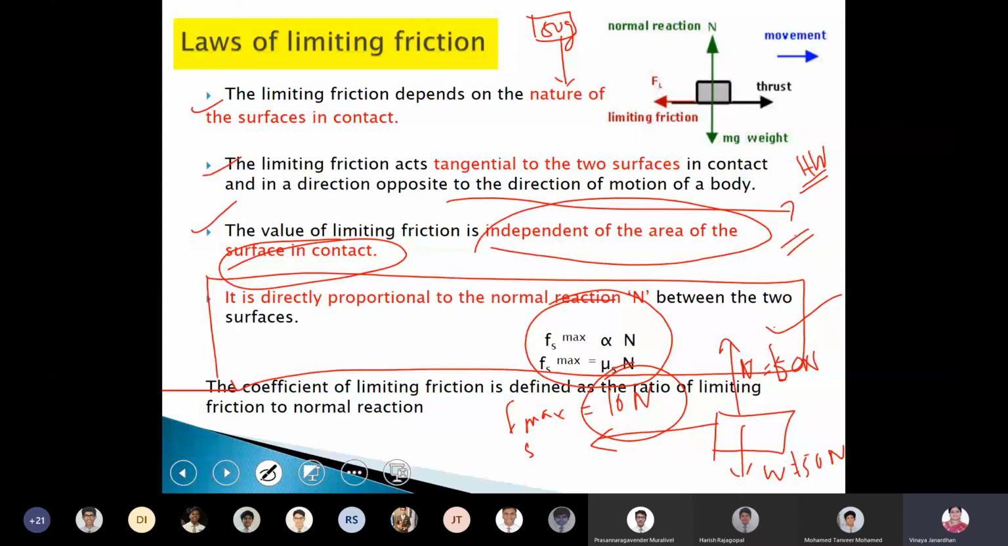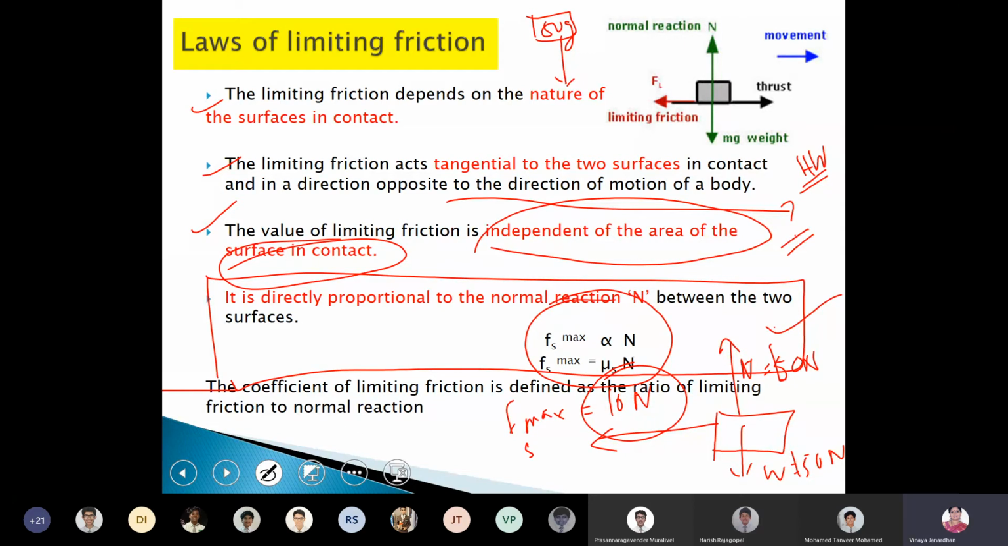Are you clear, boys? When the body becomes heavier, you have to apply more force to pull the body. In that case, your frictional force also will increase. So this is a very, very important concept. Please understand, when the weight of the object increases, then the normal reaction should also increase.